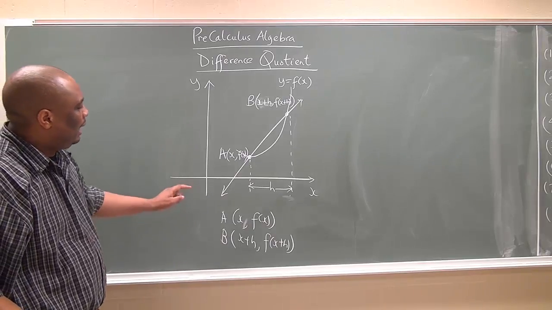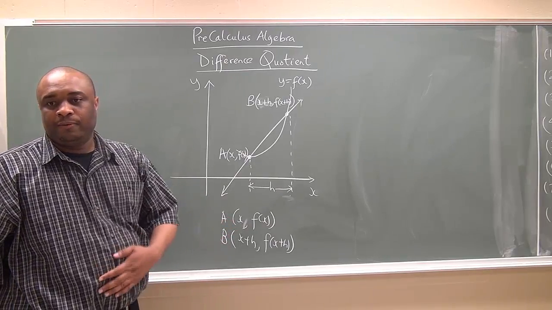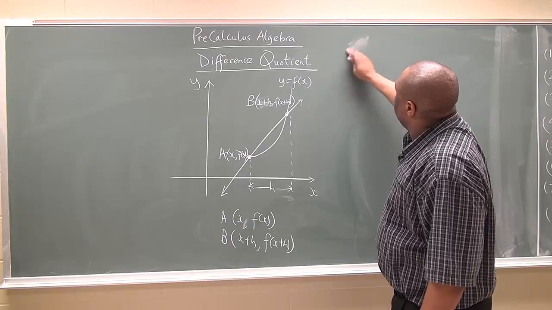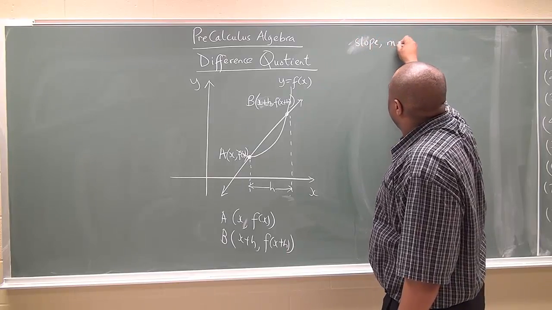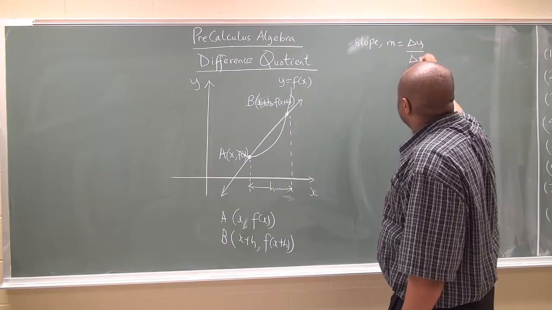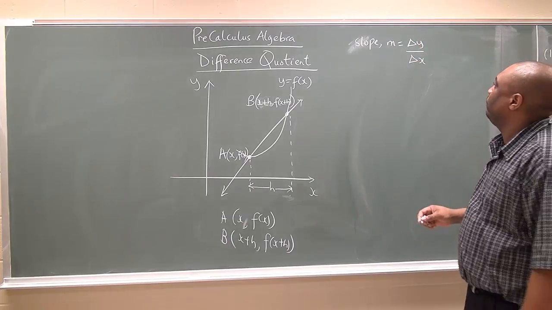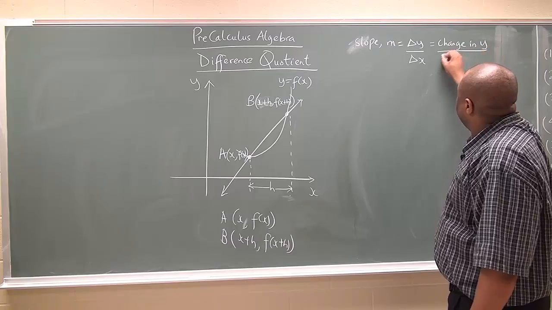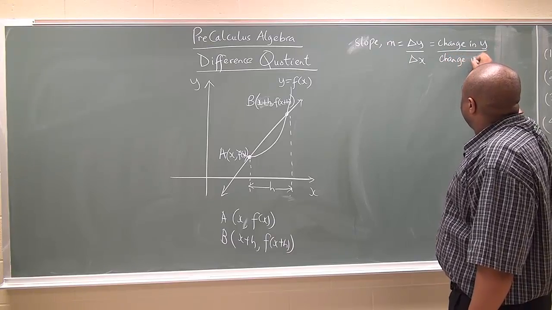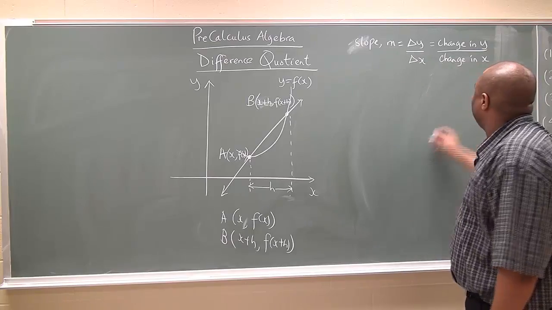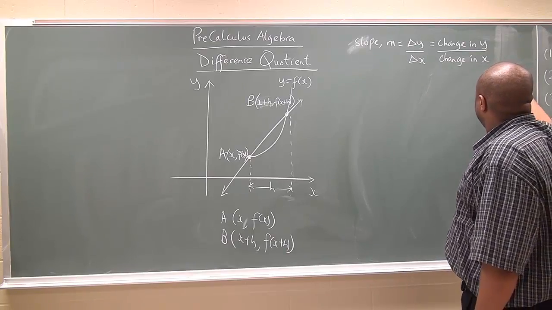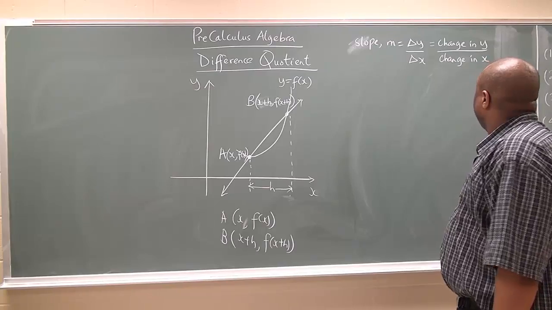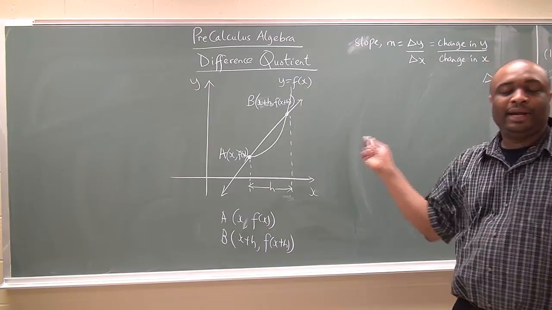Now from your definition of slope, you see that the slope m is delta y over delta x, which is a change in y over change in x. This is a delta. Delta is not an English word. It's a Greek alphabet.